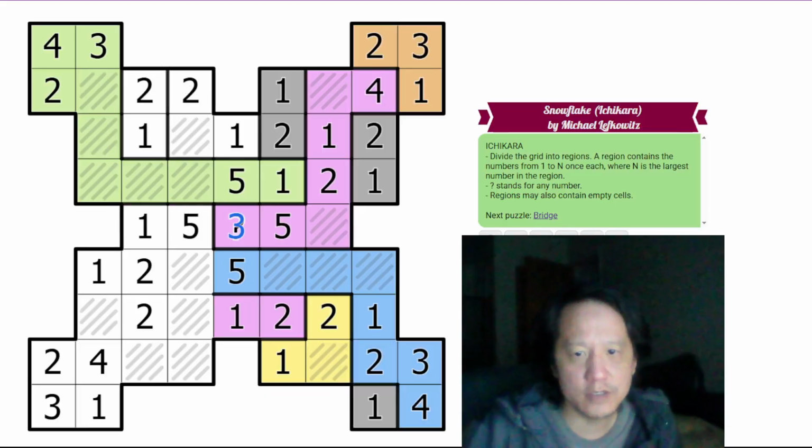We have 1 and 2 here, and then a 1 and 2 here. So this will be gray. We can make this yellow.